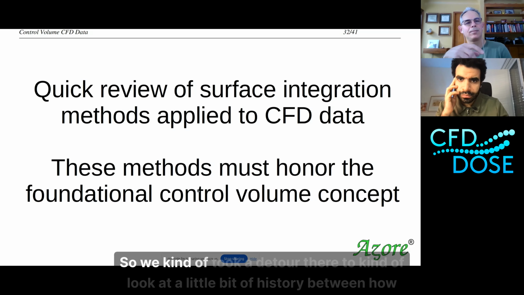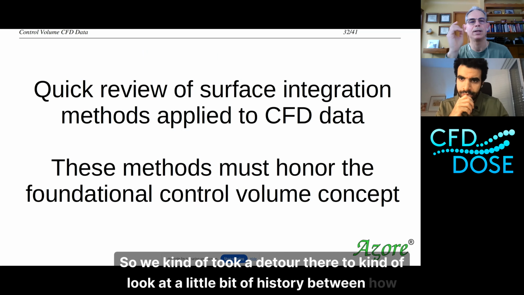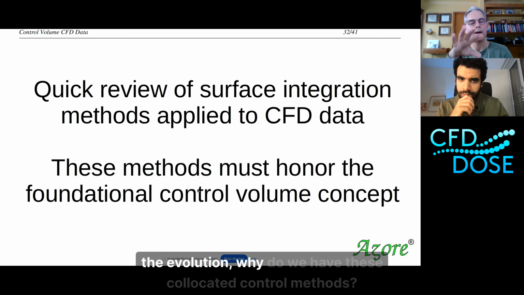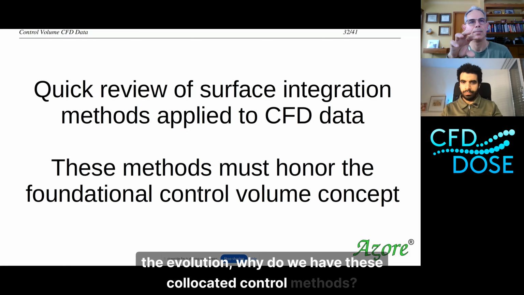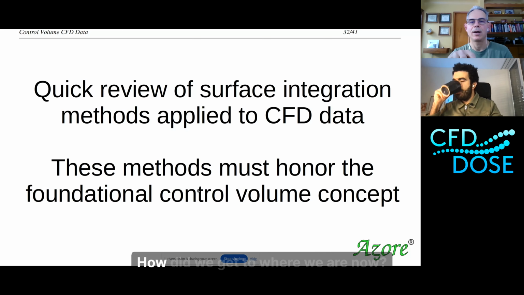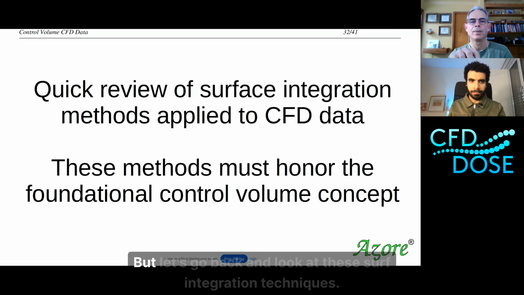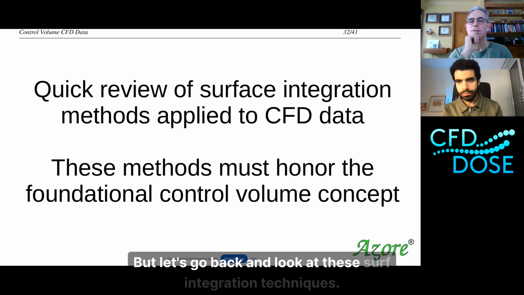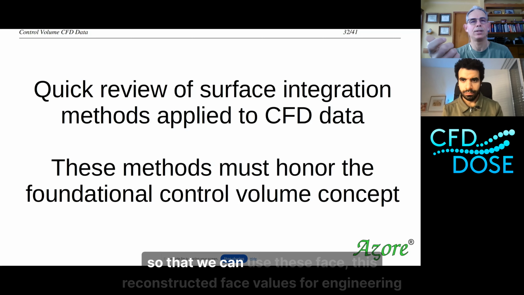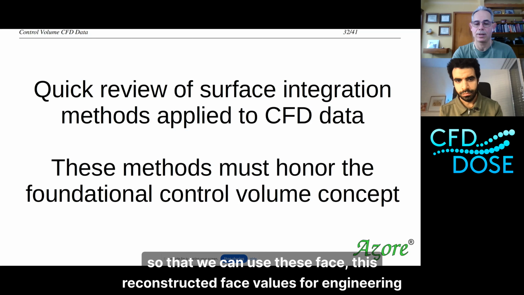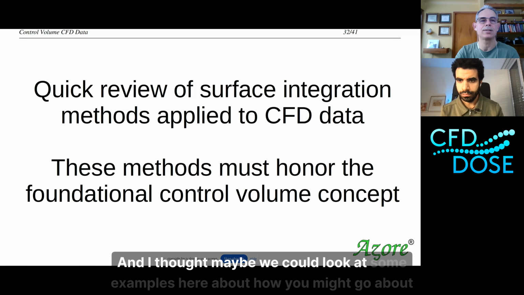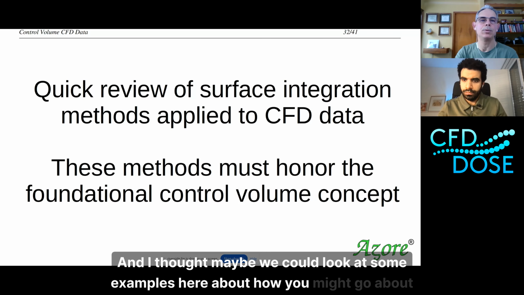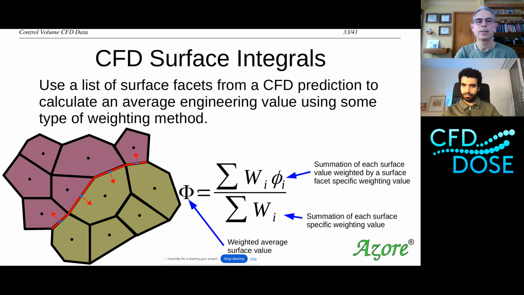So we took a detour there to look at a little bit of history of how the evolution happened. Why do we have these collocated control methods? Where did we start? How did we get to where we are now? But let's go back and look at these surface integration techniques so that we can use these reconstructed face values for engineering tools. And I thought maybe we could look at some examples of how you might go about doing that.